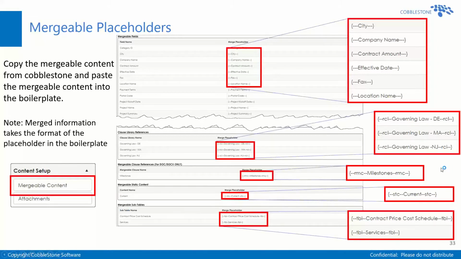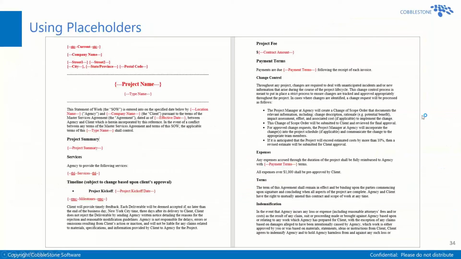So we can look at a document kind of like this one now that we've taken out all of our highlighted areas and put in our placeholders and know exactly what kind of data is being pulled into it.